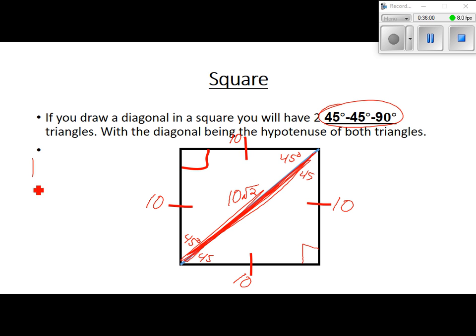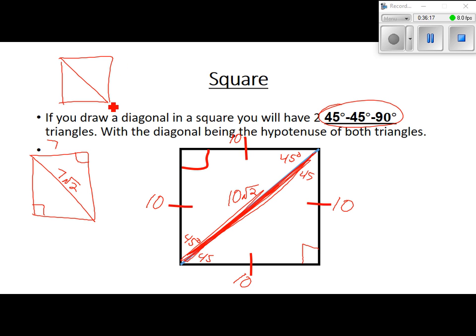Every time. What if I had another square? Told you this was a square and I had this diagonal, and I told you that this side was 7. How long is this diagonal? 7 times the square root of 2. I have this square. We have that diagonal, and I tell you that this side is 4. How long is this diagonal? 4 times the square root of 2. I have this square and this diagonal. Tell you this side is 2. How long is this diagonal? 2 times the square root of 2.